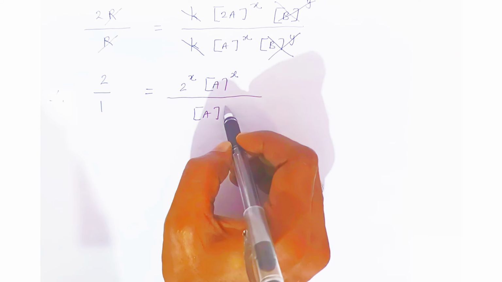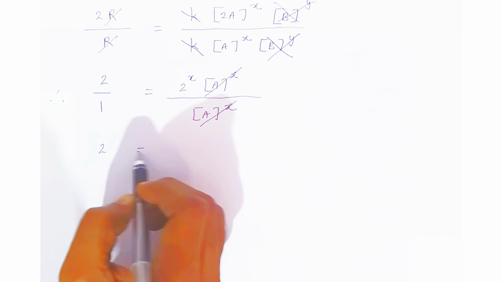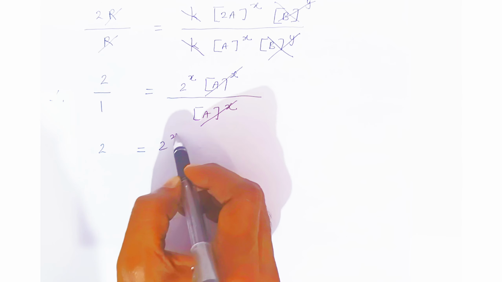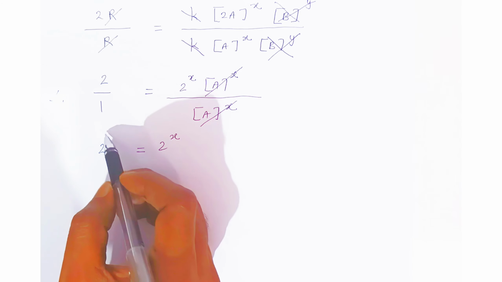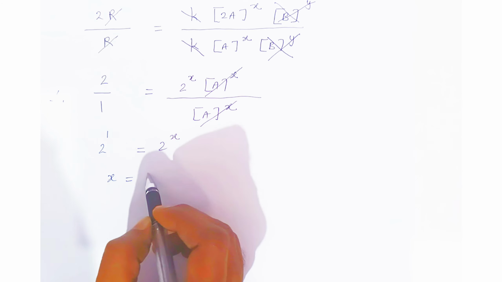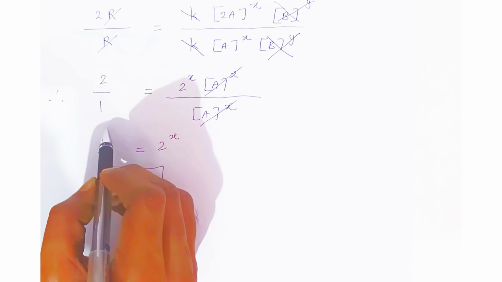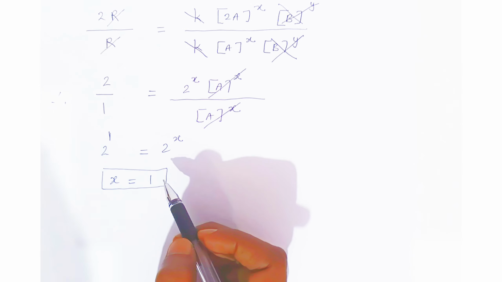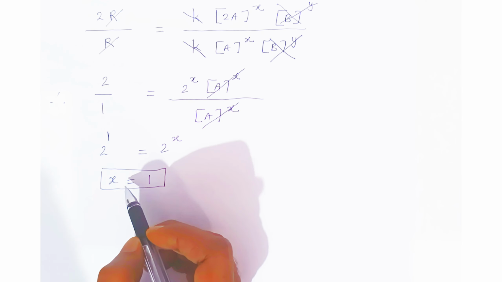Now in the denominator, students, you have concentration of A raised to x. Now these two are similar, we can cancel. Now here you can say 2 raised to 2 equals 2 raised to x. See students, this is the base and this is the index. So you can also write 2 raised to 1, which equals 2 raised to x, so x will be 1. This way you have got the value of x, understanding? So 1 equals x.